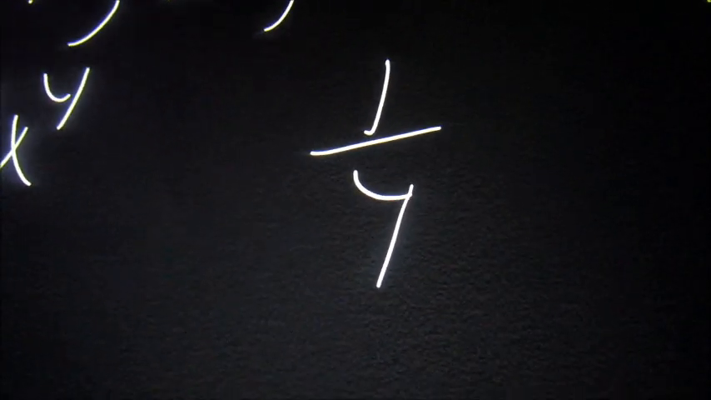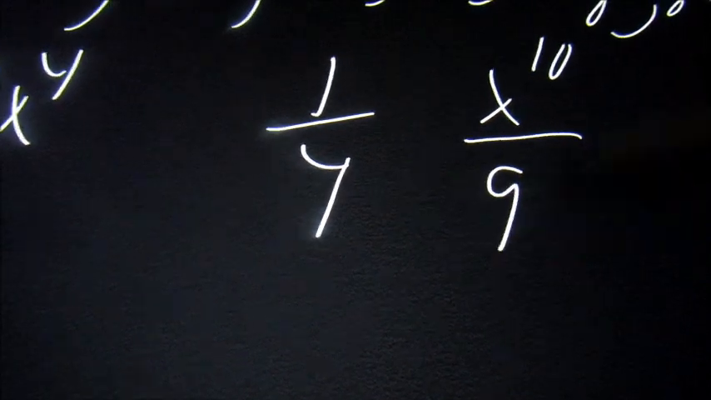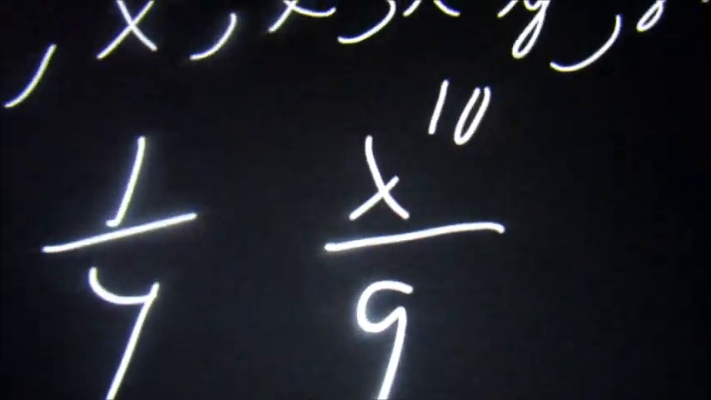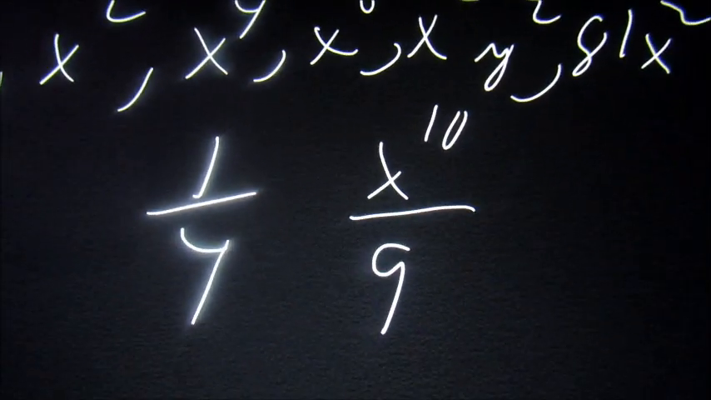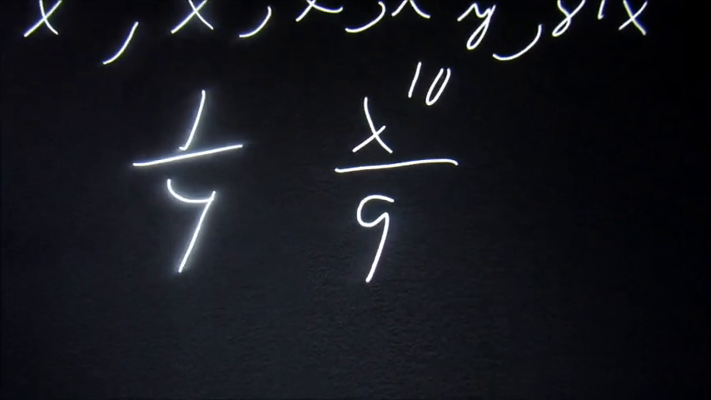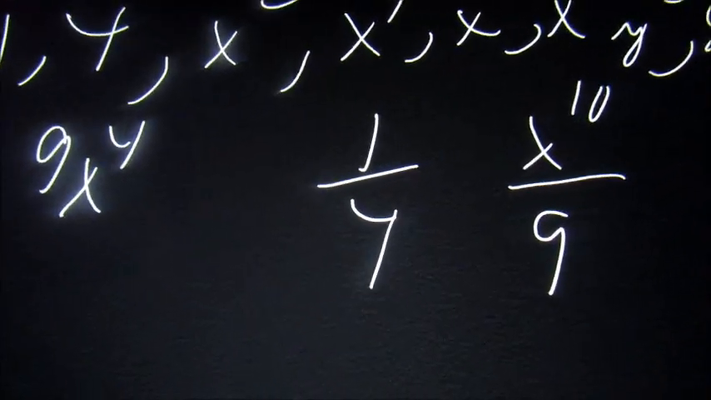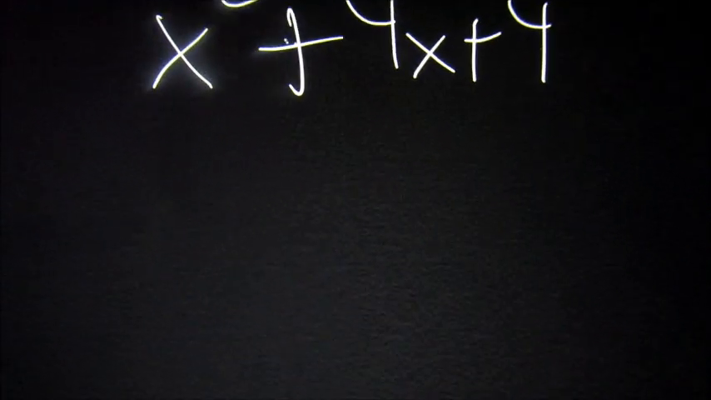So what about 1/4? The square root is 1/2. X to the 10 over 9. The square root of this is x to the 5 over 3. For the variables like this, you just take half of what the exponent is, and that's what the square root is. We'll be doing more of that in a future chapter as well. So now let's look at some polynomials. X squared plus 4x plus 4.